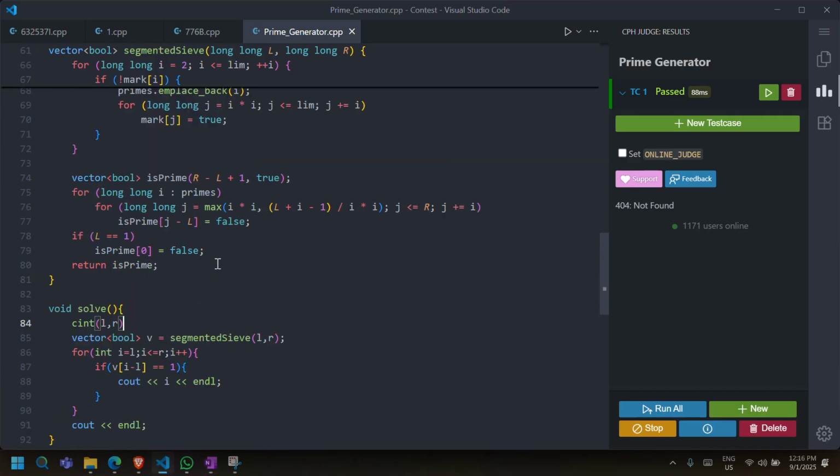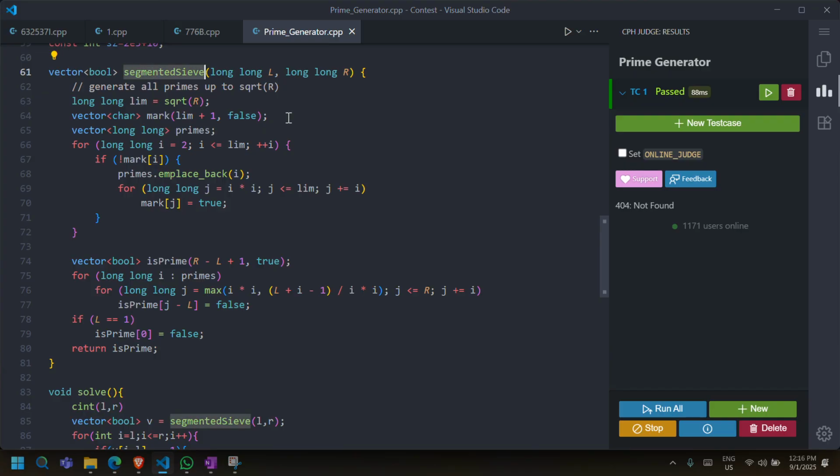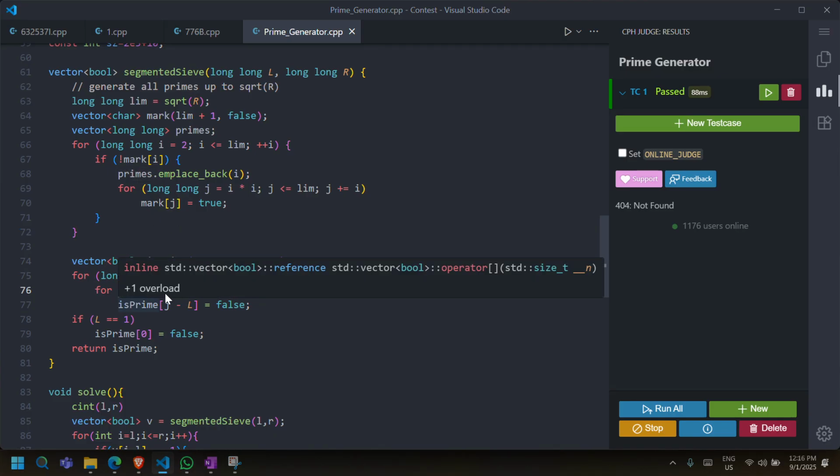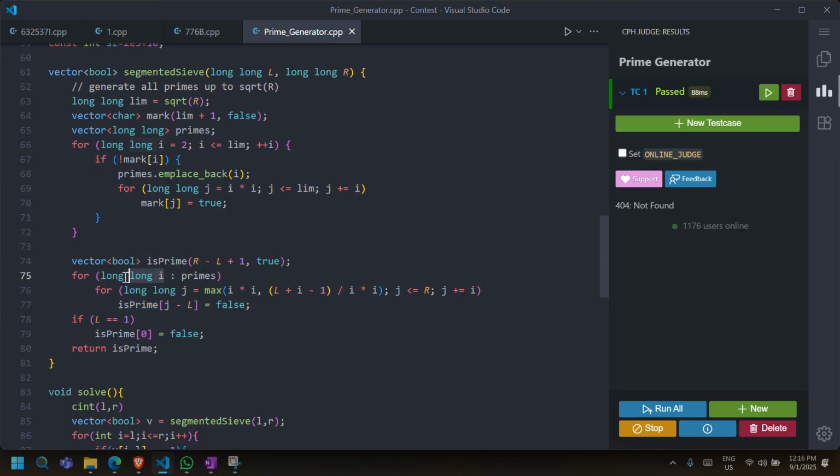So let's see the code. This is the segmented sieve code in which you are first finding all the prime numbers up to root R, and then you are iterating on those prime numbers, going on the multiples of i and marking them as false, and you are returning the prime numbers.